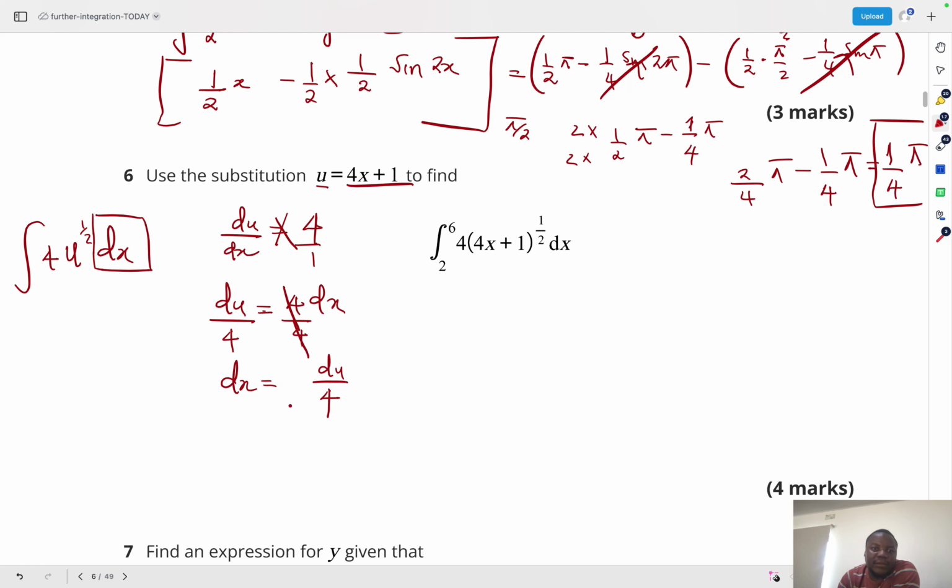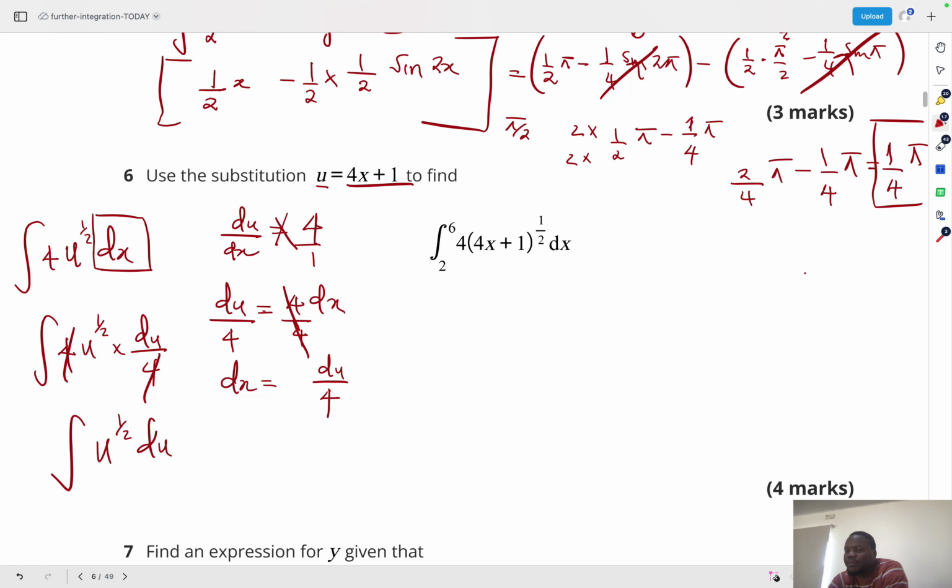Now where there is dx, I'm going to put du over 4, so that the integral can be in terms of u, and it's a u function. That would imply we are integrating 4 u to the power of half times du over 4, and then the 4's can cancel out. In other words, we are integrating u to the power of half du. To integrate this, it's just like having a function of x: integrate x to the power of half.